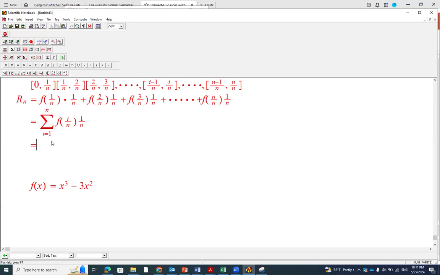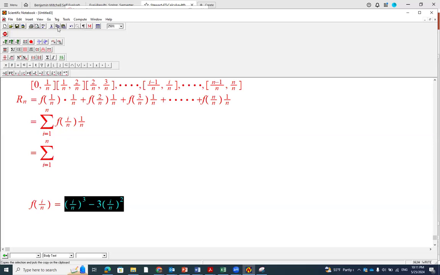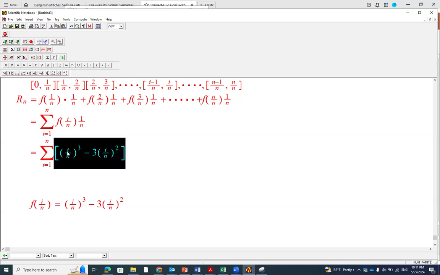I'm going to plug in the function f. This function is x raised to the power 3 minus 3x. So when I substitute x by i over n, this piece is going to be i over n, and this piece is going to be i over n. Okay, see that? So this whole piece is f of i over n. So I put it here. That's f of i over n, multiply 1 over n.